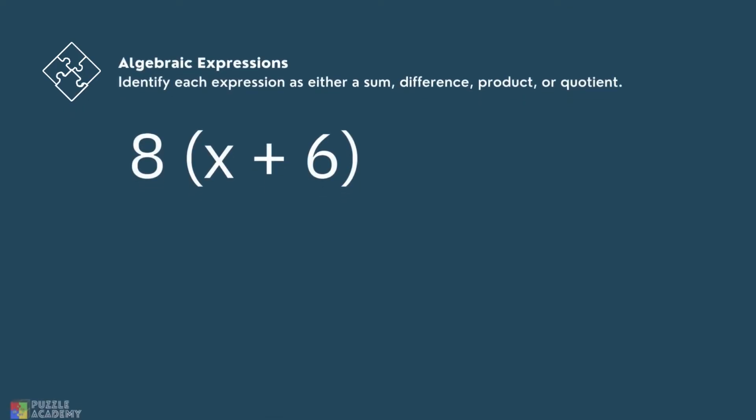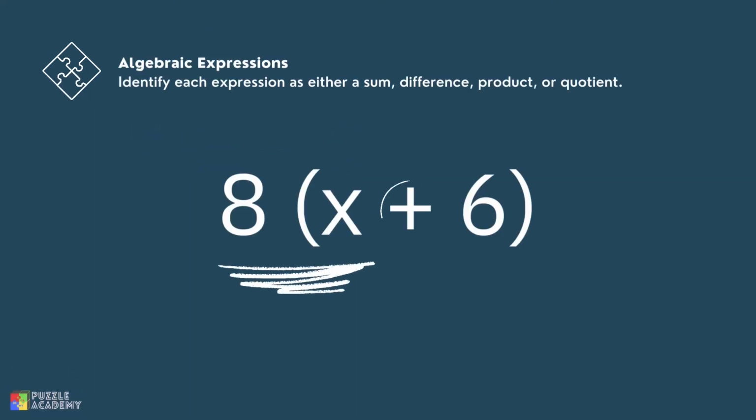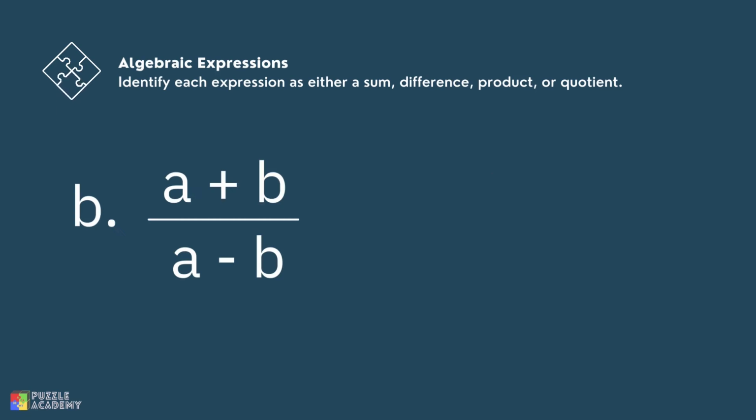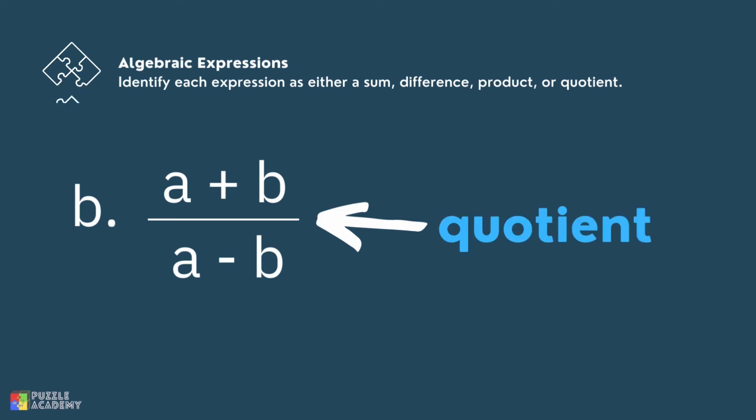Let us proceed now to our first example about algebraic expressions. In this case, we need to identify each expression as either a sum, difference, product, or quotient. The first given is 8 times x plus 6. In 8 times x plus 6, we add before we multiply. So, the expression is a product. Another example, a plus b over a minus b. In this case, the last operation to be performed in the expression is division. So the expression is a quotient.